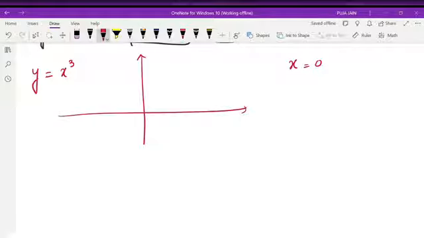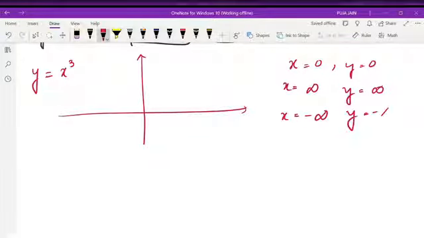When x equals 0, y equals 0. When x is equals to infinity, y is equals to infinity. When x equals to minus infinity, y is equals to what? Minus infinity. So this is one point we are getting. And at x equals to infinity, y is also infinity. So our graph will be like this. This is our graph for y equals x cube.